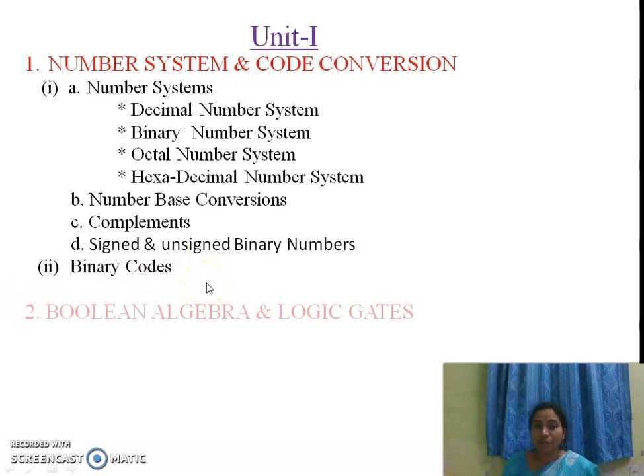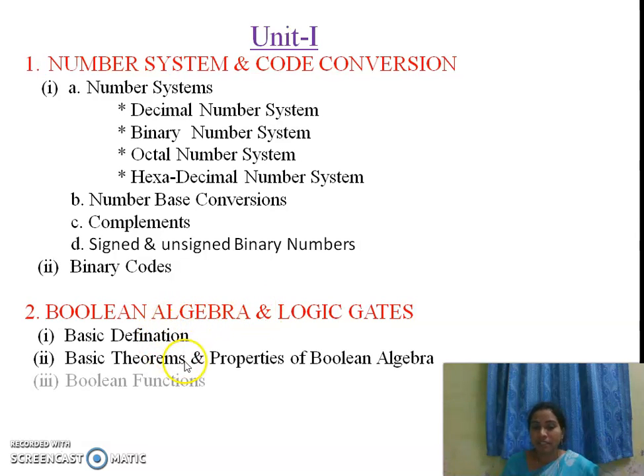Then go for the first unit, second part, Boolean algebra and logic gates. Basic definitions, basic theorems and properties of Boolean algebra. We have different types of theorems: duality theorem, De Morgan's theorem. They may ask a 2 marks question: what is the duality theorem? What is De Morgan's theorem? If you know these theorems and properties well, we can easily understand.